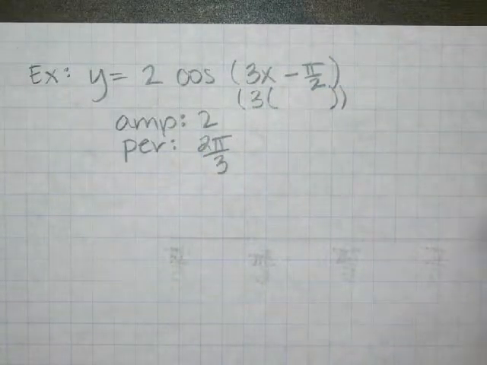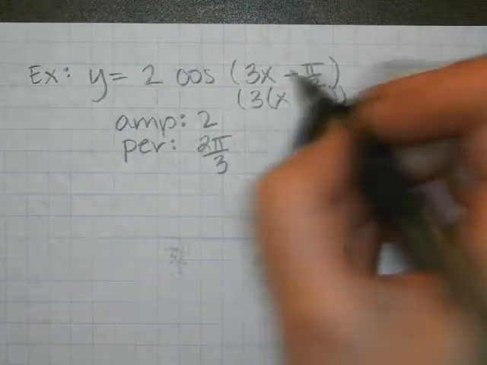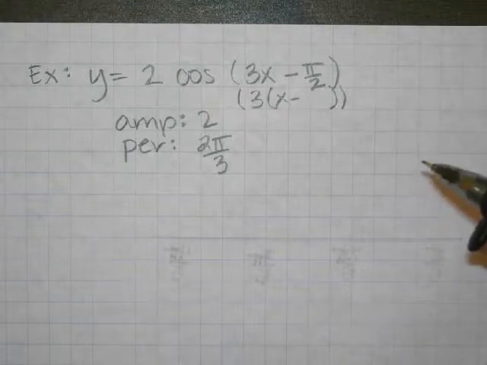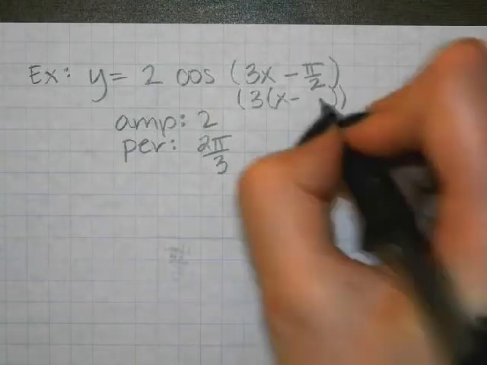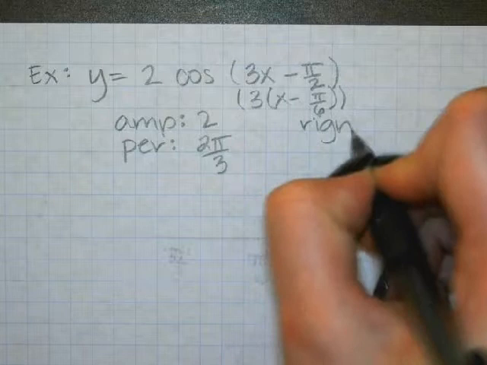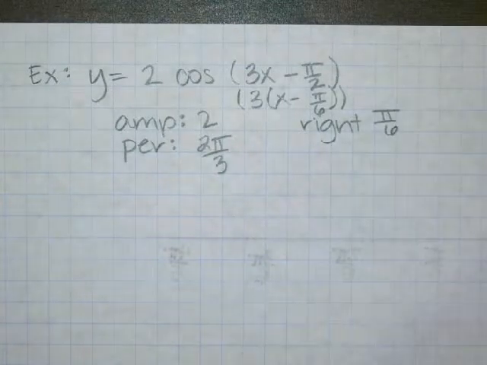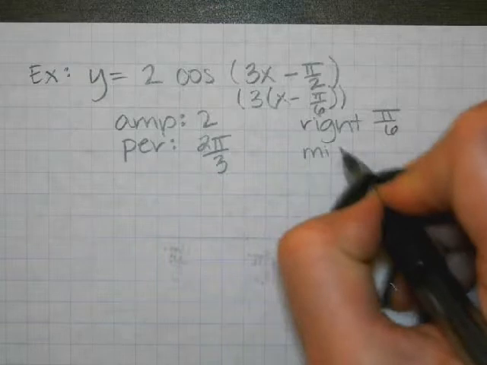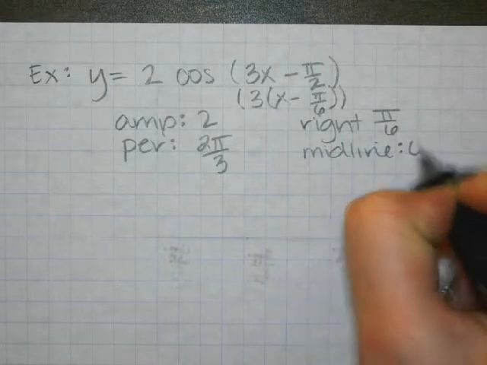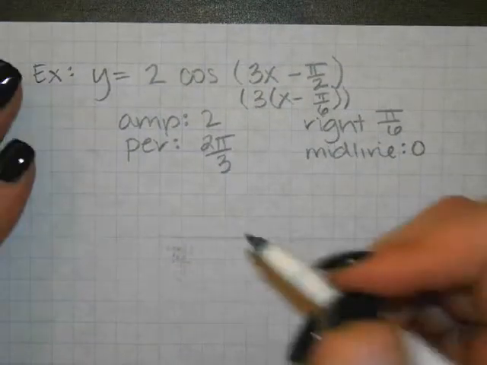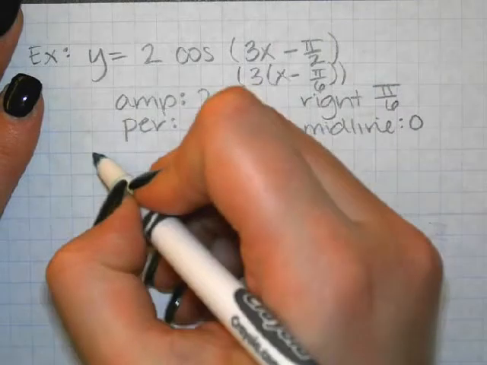All right, took the 3 out. So pi halves divided by 3 is pi sixths. Okay, so this one goes to the right, pi over 6. If this graph does not go up or down at all, then where's the midline? 0. Okay, so I'm going to say midline is 0. Okay, so let's go ahead and draw this. We need to have enough room for an amplitude of 2. We're not shifting it up or down this time.